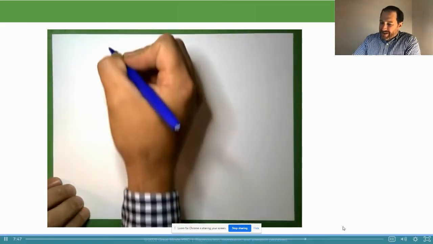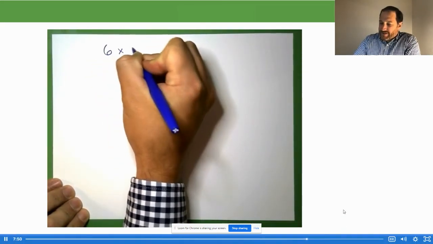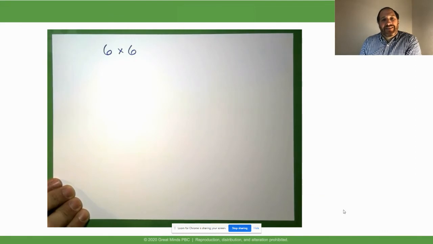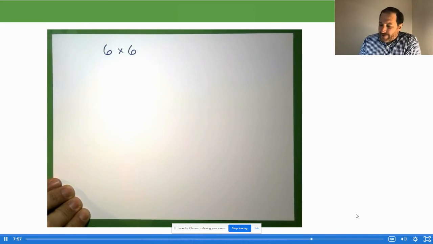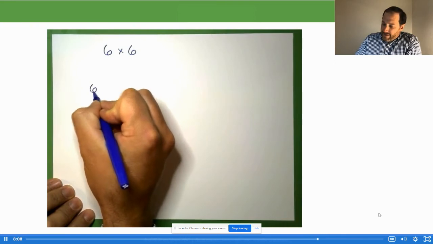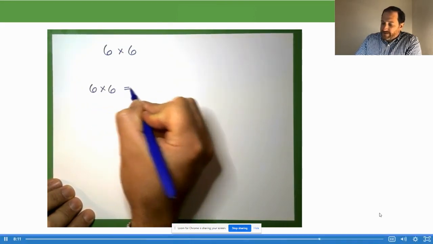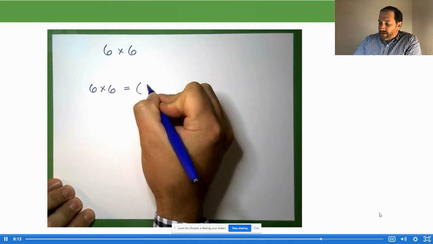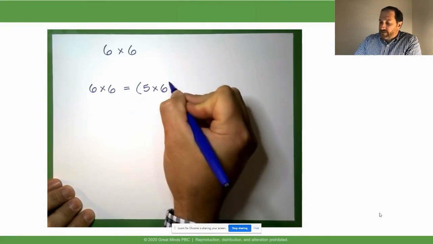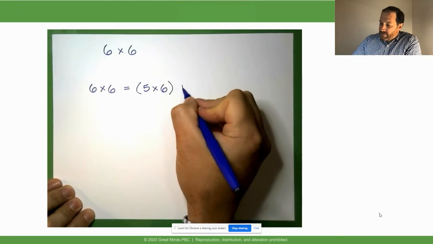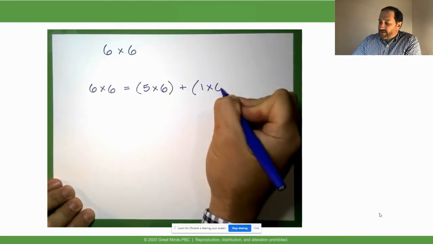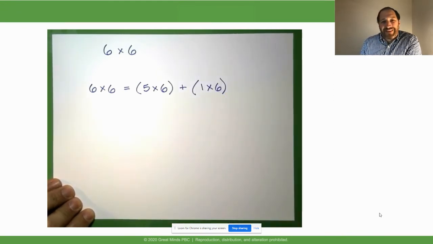Let's try one more. This time, let's try to solve for 6 times 6. Now this is another fact that I don't know off the top of my head. I'm going to use my 5s facts to help me to solve this as well. But this time, instead of using a model, I'm just going to use equations. Well, I know that 6 times 6 is really the same as 5 sixes, or 5 times 6, plus one more 6, which I can write as 1 times 6.